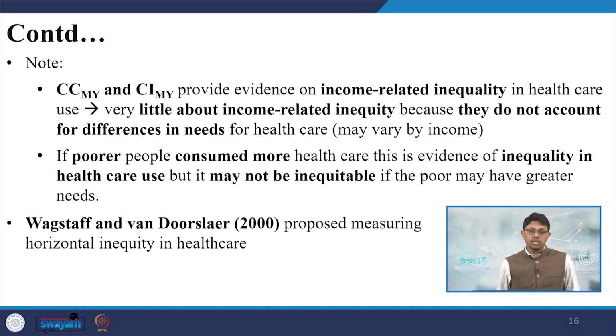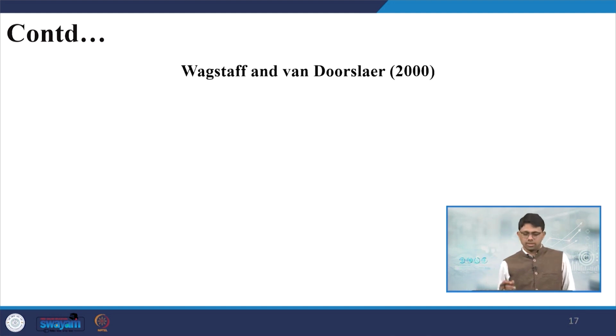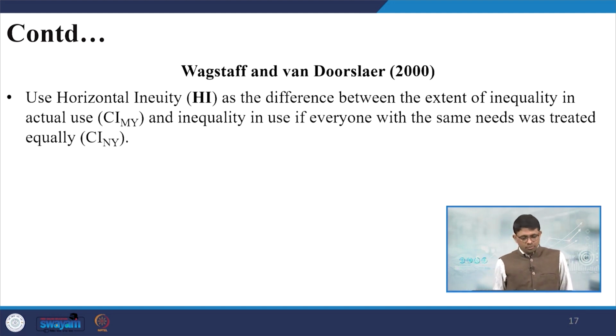Wagstaff and Doorslaer in 2000 proposed measuring horizontal inequity in healthcare. You may prepare for the quiz, and these might be asked in the UGC competitive exam as well. So, coming to horizontal inequity, HI is precisely the difference between the extent of inequality in actual use and inequality in use if everyone with the same needs were treated equally. So, the difference between CIMY and CINY.